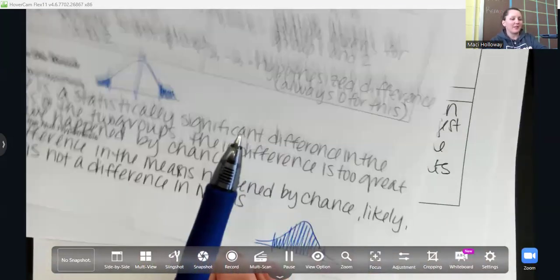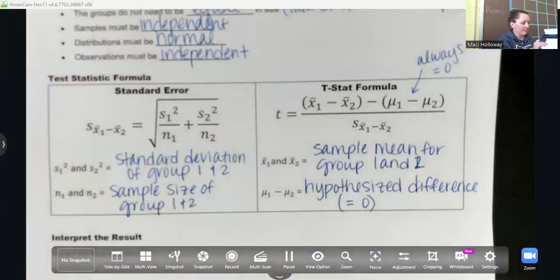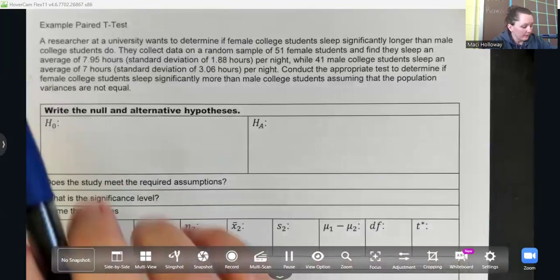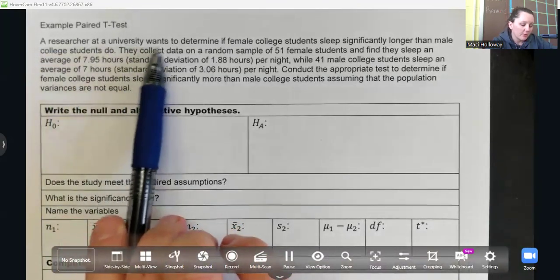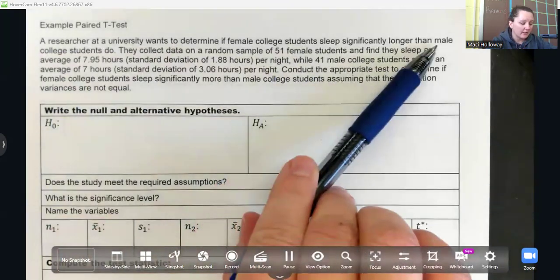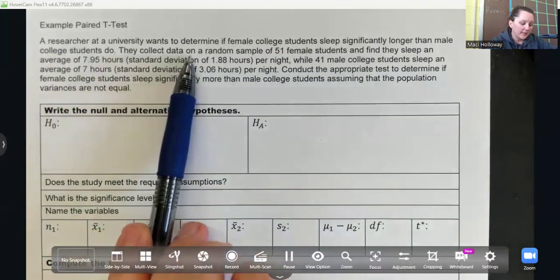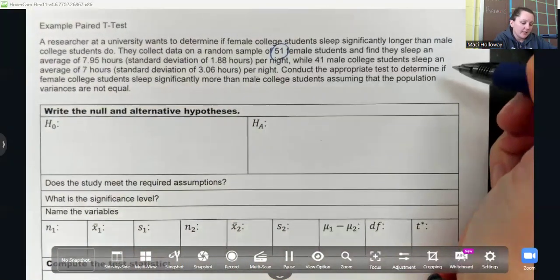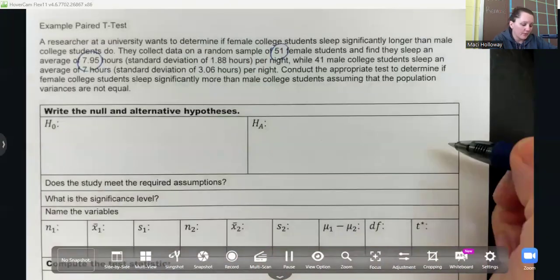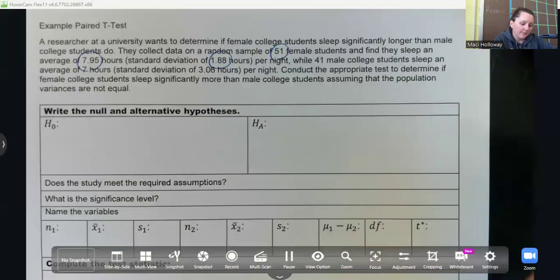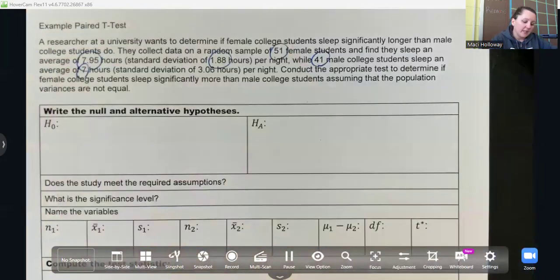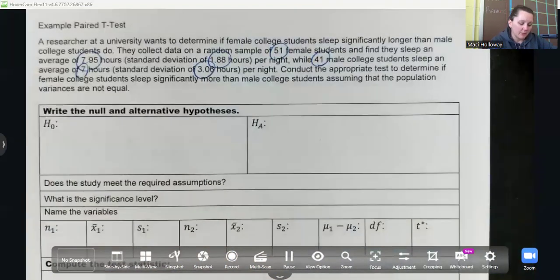All right, let's flip it to the back page and we'll do an example of this together. All right, so let's read this over, and I'm just going to circle my important words or numbers. A researcher at the university wants to determine if female college students sleep significantly longer than male college students do. They collect data on a random sample of 51 female students, and they find they sleep an average of 7.95 hours, a standard deviation of 1.8 per night, while 41 male college students sleep an average of 7 hours, a standard deviation of 3.06 hours per night.